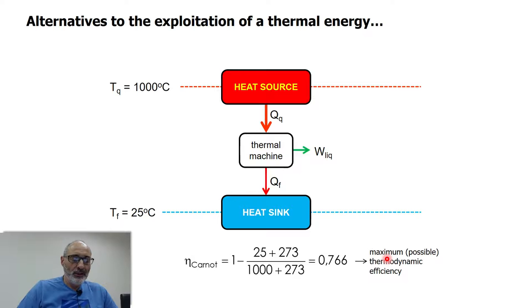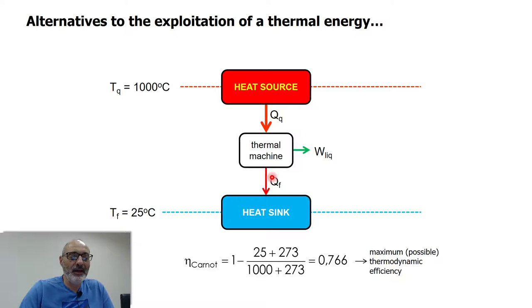So what we're going to do, or in other words, our benchmark problem, is going to be something like that. We have a heat source at 1000 degrees and our environment at 25. The problem is, what can I do in order to build a machine with the maximum possible efficiency?